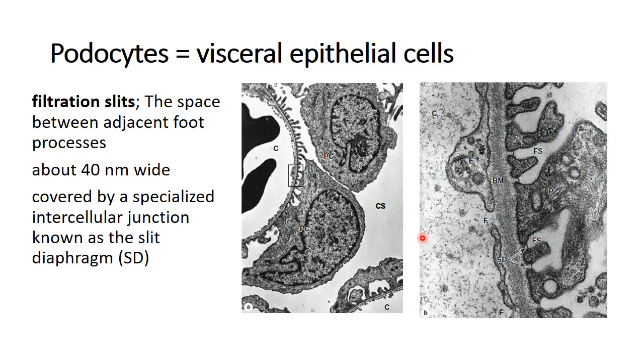Here the filtration apparatus of the kidney is very evident. Here we have the glomerular capillary. This is the endothelial cells, which have fenestrations between them, and we have the basement membrane, the glomerular basement membrane, and we can see that it's a very thick basement membrane, and here we have the podocytes and their foot processes, filtration slits, and slit diaphragm.